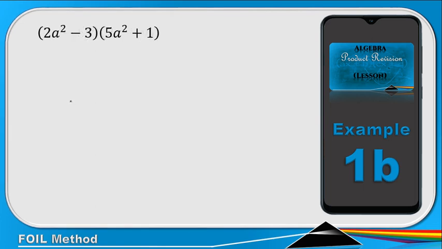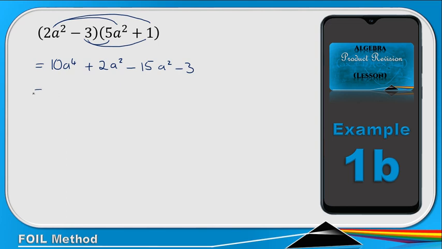Now for example 1b, we have the same. So I'm going to multiply the first term out with those two, and then the second term with those two. And if I have 2a squared times by 5a squared, I get 10a to the power of 4, because remember your coefficients multiply, but your exponents add. Then going on to the next one, that's just times by 1, so it's plus 2a squared. And then multiplying these out, we get negative 15a squared, and then finally negative 3. So now adding the like terms, this one is just the same, and then plus 2 minus 15 gives me negative 13a squared minus 3.